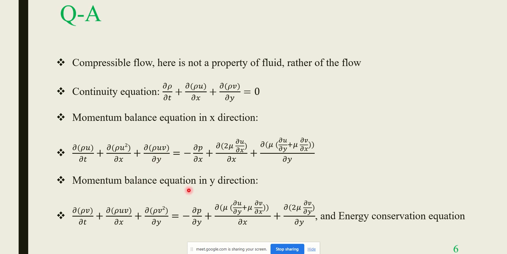And the momentum balance in the y direction is given by ∂(ρv)/∂t plus ∂/∂x of ρuv plus ∂/∂y of ρv² is equal to minus ∂p/∂y plus ∂/∂x of (μ ∂u/∂y plus μ ∂v/∂x), plus ∂/∂y of 2μ ∂v/∂y. And the energy conservation equation should also be followed.